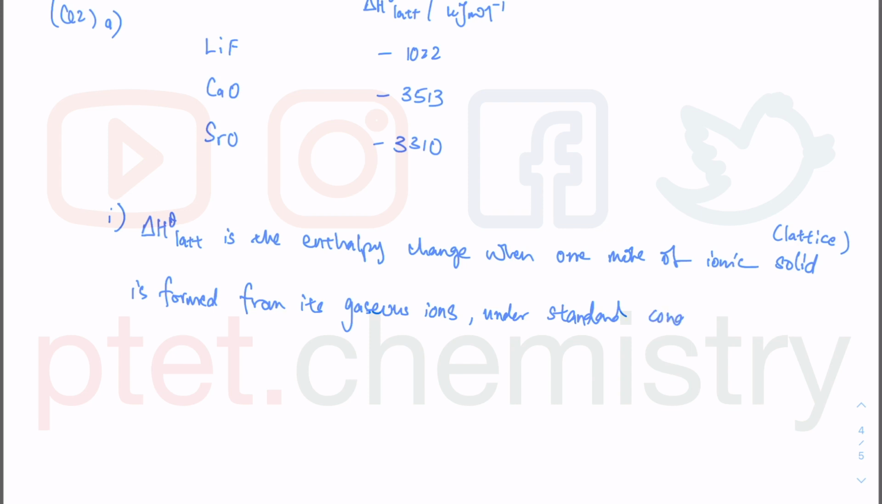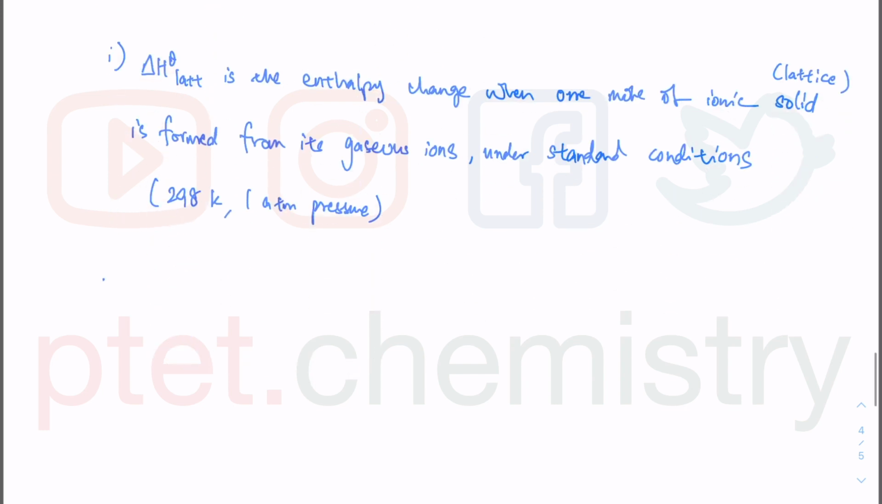The standard conditions should be written down as well. So whether you like 25 degrees Celsius or 298 Kelvin, and whether you like 1 atm pressure, or you can write down 100 kilopascals, whichever one you like. On to the next one.